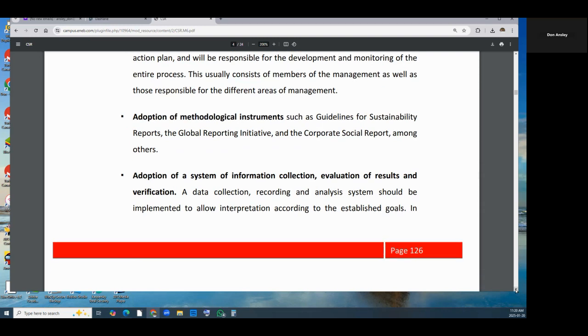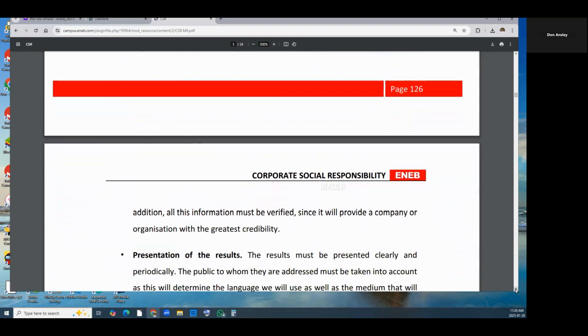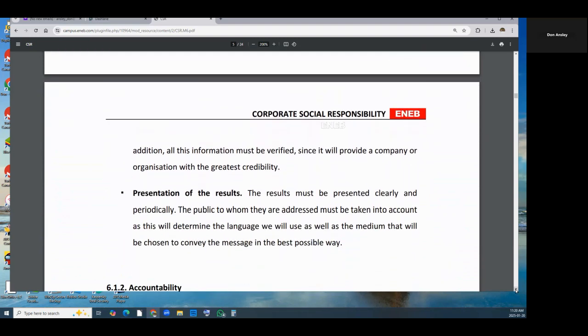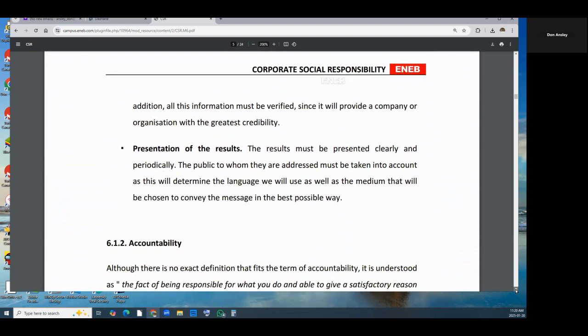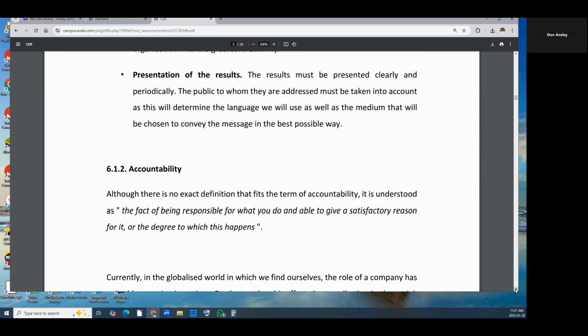A data collection, recording, and analysis system should be implemented to allow interpretation according to the established goals. In addition, all this information must be verified since it will provide a company or organization with the greatest capability. A presentation of the results. The results must be presented clearly and periodically. The public to whom they are addressed must be taken into account, as this will determine the language we will use, as well as the medium that will be chosen to convey the message in the best possible way.